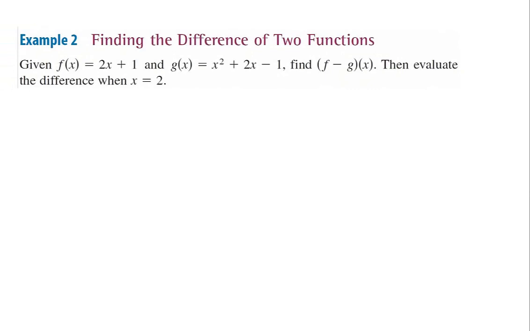Alright, so we need to subtract the two functions. Remember, this notation right here means the same thing as f of x minus g of x. So f of x is 2x plus 1, and you could put it in parentheses if you like, minus, and then g of x is x squared plus 2x minus 1.